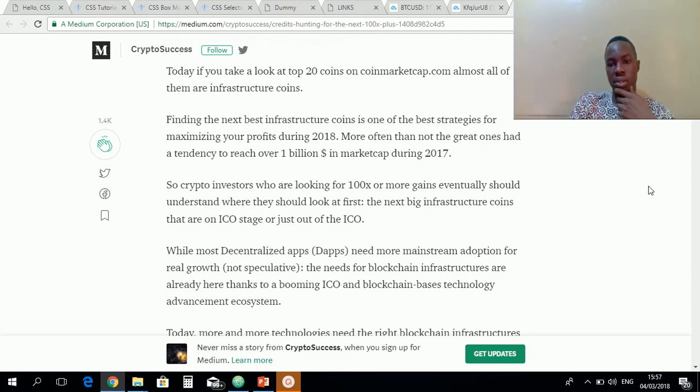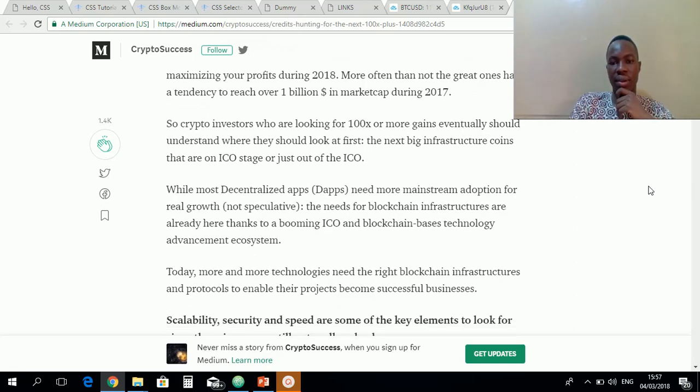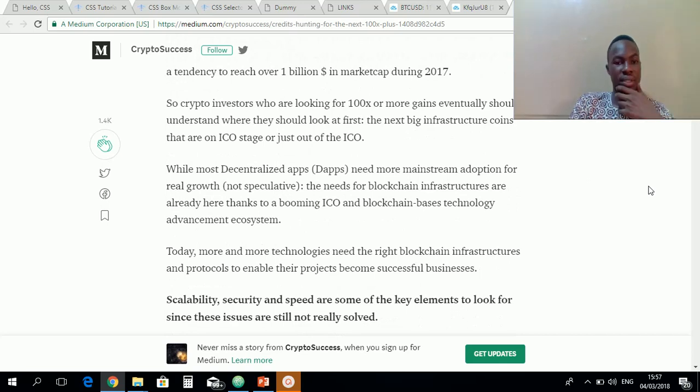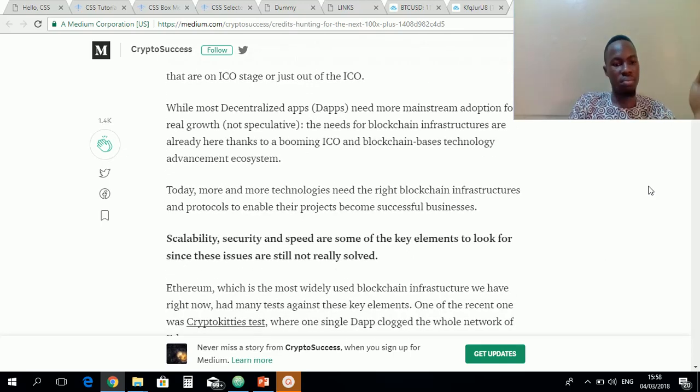More often than not, the great ones have a tendency to reach over 1 billion in market cap during 2017. So crypto investors who are looking for 100x or more gains eventually should understand where they should look at first. The next big infrastructure coins that are at ICO stage or just out of the ICO stage." Blah blah blah.